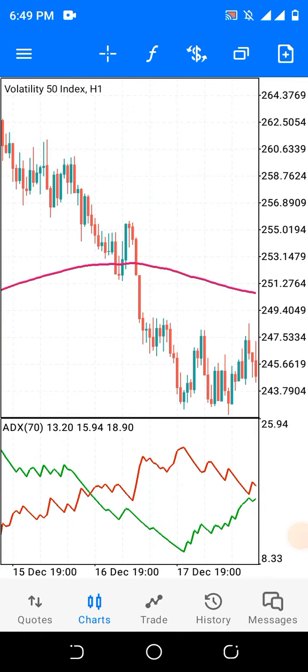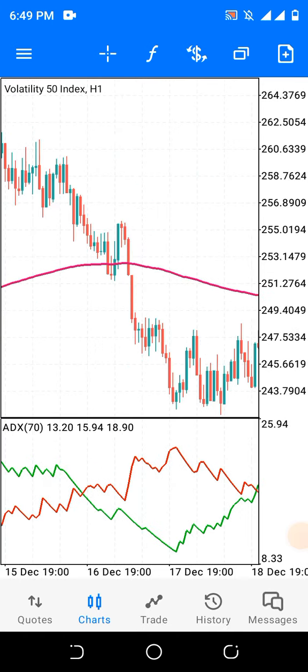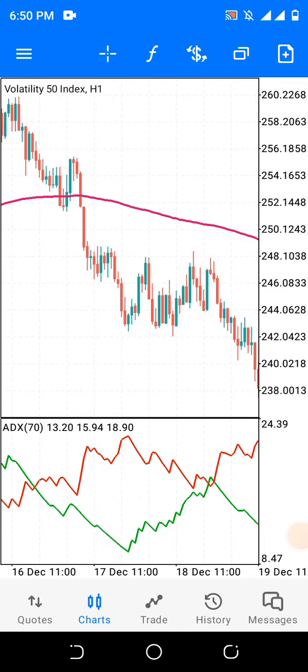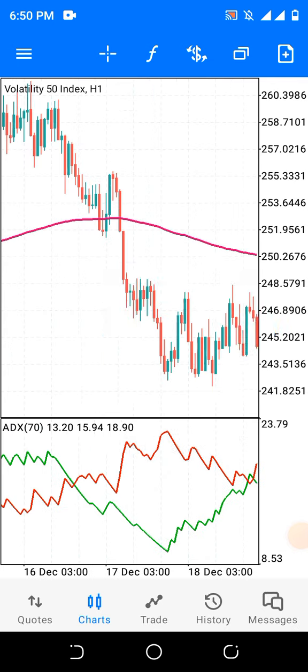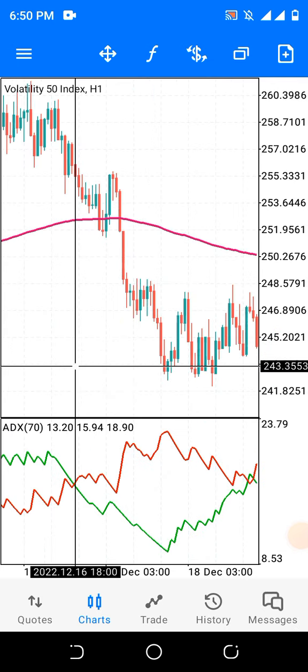Now watch here. The market is now below the moving average, telling us it is now a downtrend. Now we should be focusing on only sell opportunities, which is where the red line of the ADX crosses the green line of the ADX. Do you understand? Now watch here. See where the crossing occurs here.